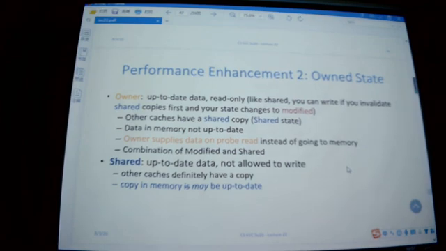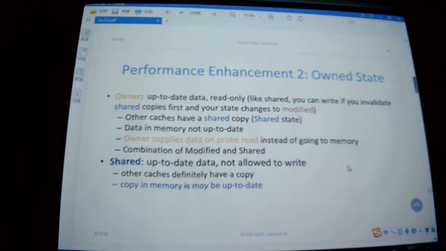So owned is correct. Owner supplies data on prime read instead of going to memory. So it is a combination of modified and shared. Shared is up-to-date data, not allowed to write. So shared is a good state. We want the data to be shared for every user.